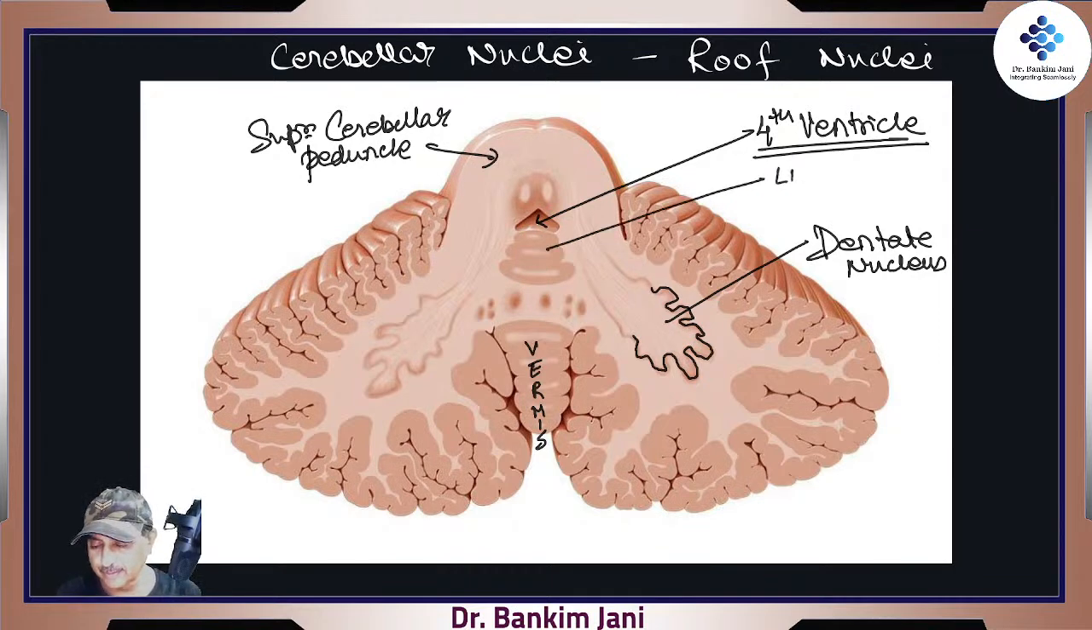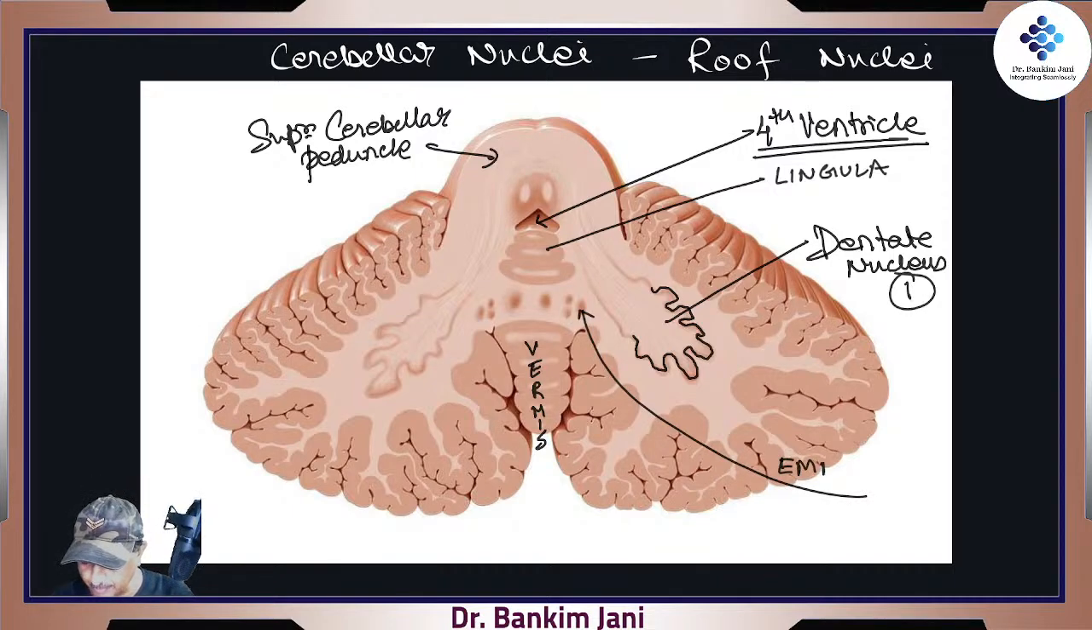Let's write here, lingula. So we were talking about all those nuclei, and this first one is the dentate nucleus. Now from the lateral side, as we go inside, the next one coming is called the emboliformis. We'll be going into the detail of all this, but first let's identify. So this is the emboliformis nucleus.